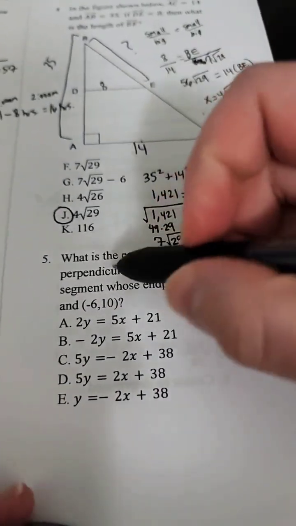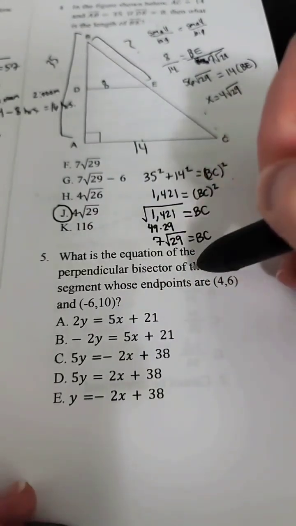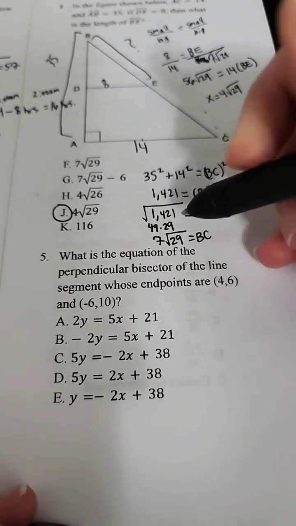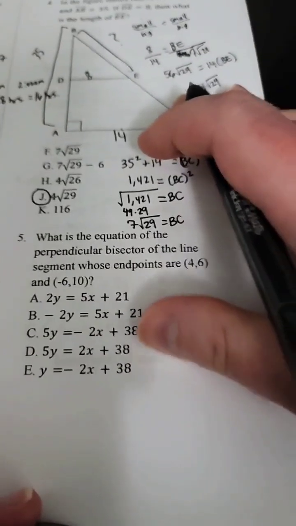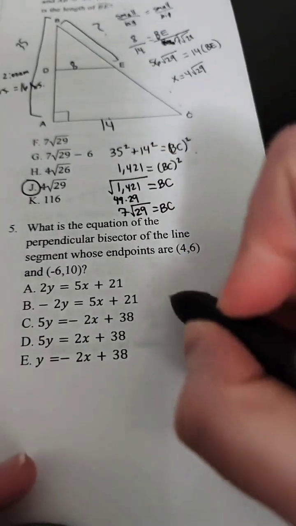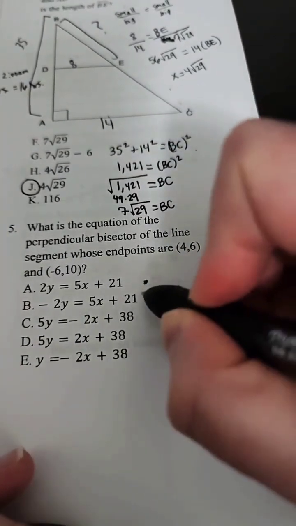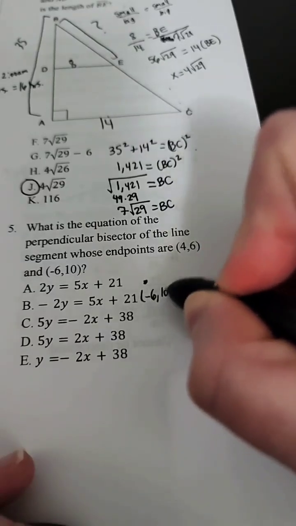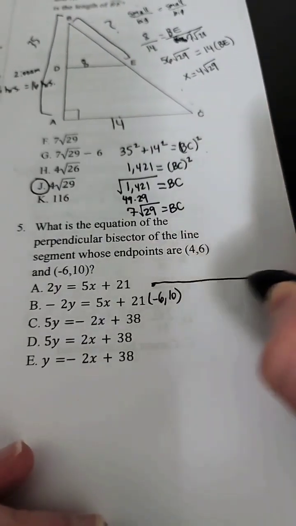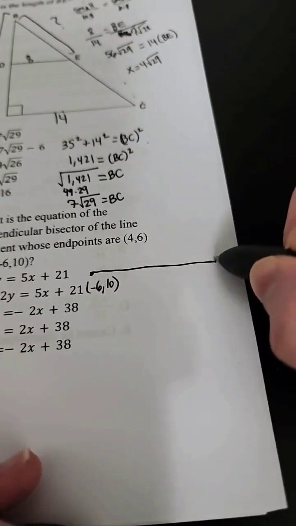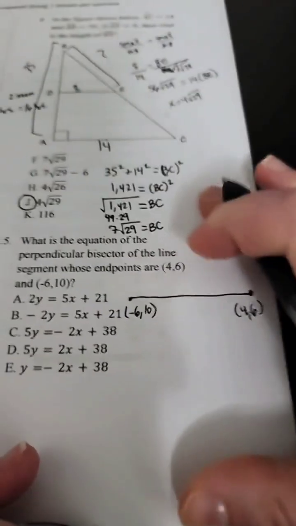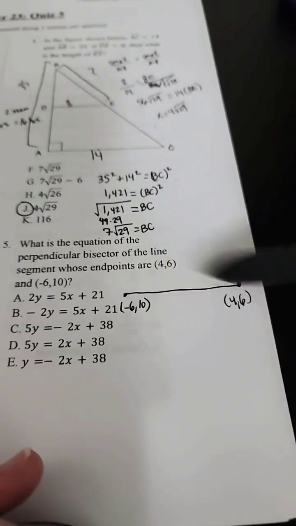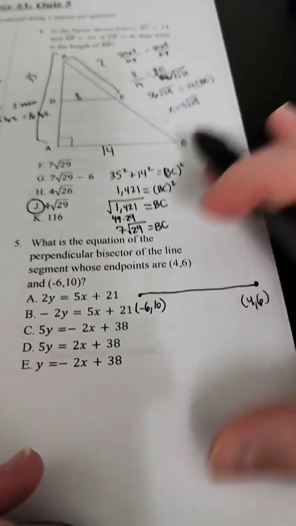To help you out. So then, what is the equation of the perpendicular bisector of the line segment whose endpoints are 4, 6 and -6, 10? Now you don't have to draw this in the XY plane exactly. Obviously it's not going to look like this, it doesn't matter how you draw it. So I'm just going to draw it the easy way like this. And this is just saying that I have a line with endpoints at this and this.